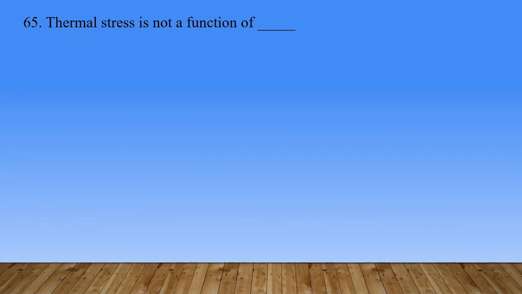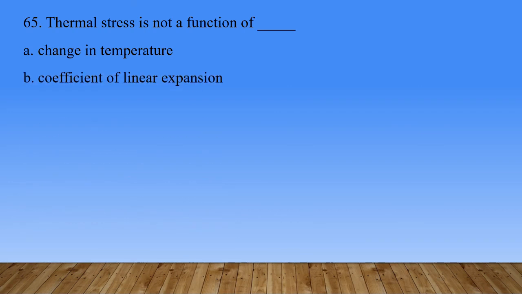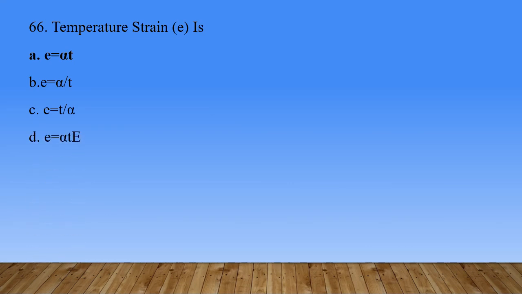Question number 65. Thermal stress is not a function of option A change in temperature, option B coefficient of linear expansion, option C modulus of elasticity, option D none of the above. So the correct answer is none of the above. Question number 66. Temperature strain in bracket e is option A e is equal to alpha T, B e is equal to alpha divided by T, option C e is equal to T divided by alpha, option D e is equal to alpha T capital E. The correct answer is option A, that is e is equal to alpha T.